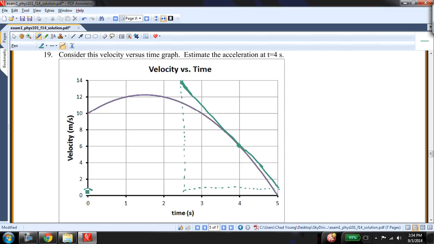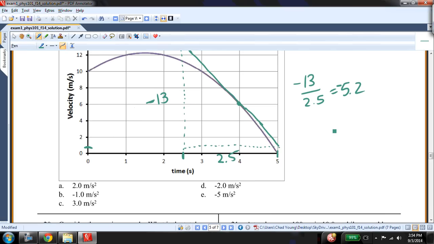I'm going from 1 to 14, so that's 13 is my rise. And here I'm going from 2.5 to 5, so my run is 2.5. So my slope is something like 13 over 2.5, which gives me 5.2. And actually, my rise was negative 13, so that slope is a negative 5. You can tell that obviously that is a negative value. And so that gives me the right answer here, which is going to be E.